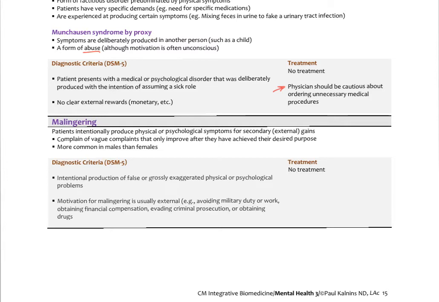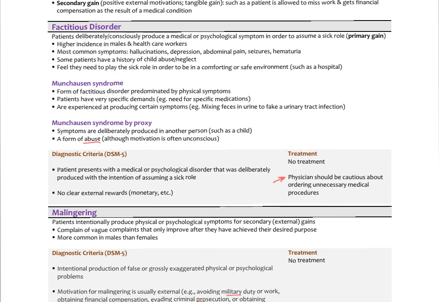The motivation is usually external. So like avoiding military duty or work, or obtaining financial compensation, evading criminal prosecution, or obtaining drugs. All of that would be part of malingering. So again, with factitious disorder and malingering, we have to realize the patient is consciously producing these symptoms in order to have either primary or secondary gain.